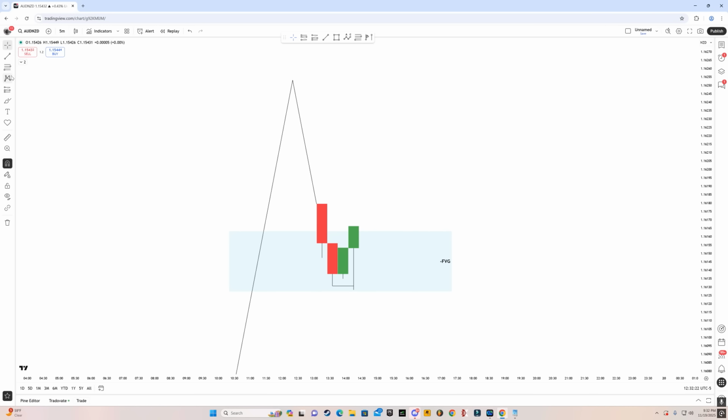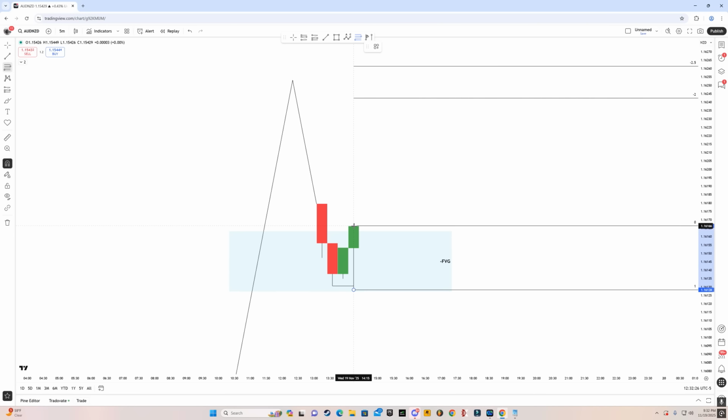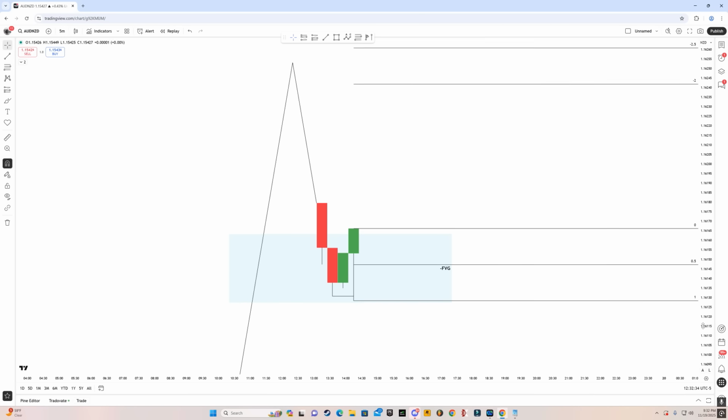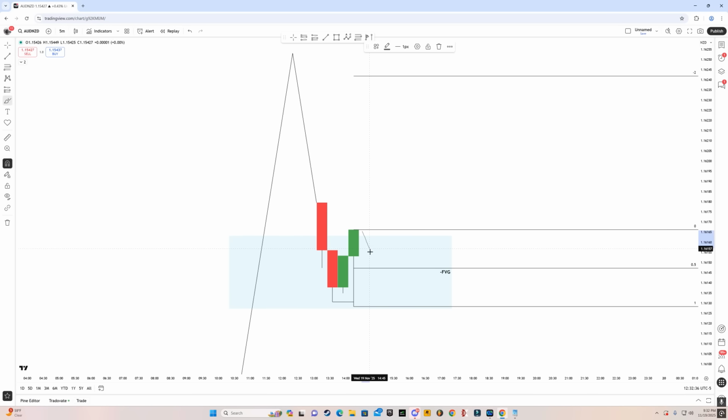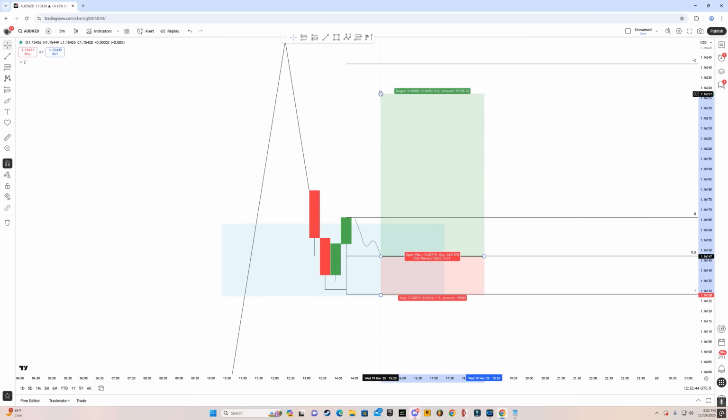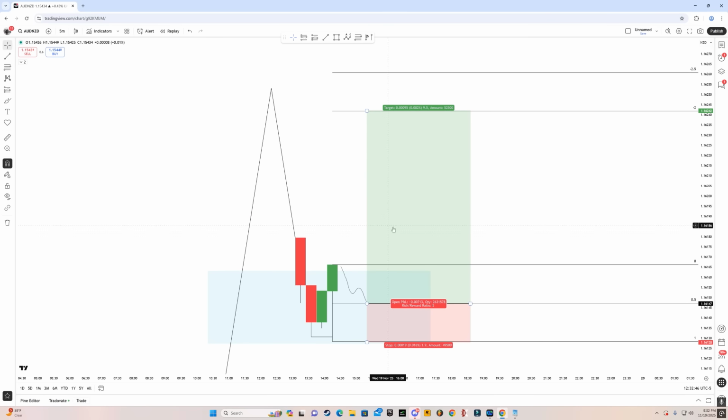How do you take precise entries? That is basically using the fib again from the low to the high, and then going into the settings here, right? And turning on the 0.5 level. And then waiting for price to tap into this. And that's where you can take your long entry. Okay, and you can put your stop below the low. And in that case, that would give you 1 to 5 risk to reward ratio.